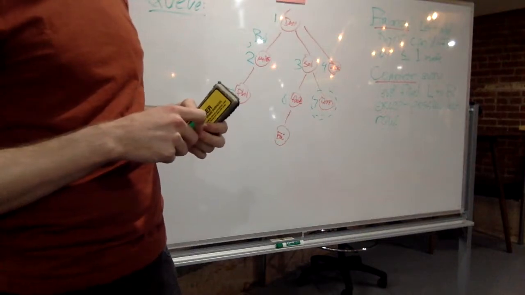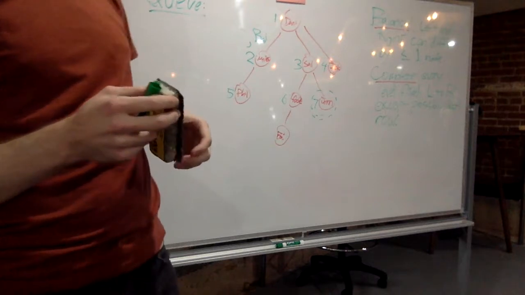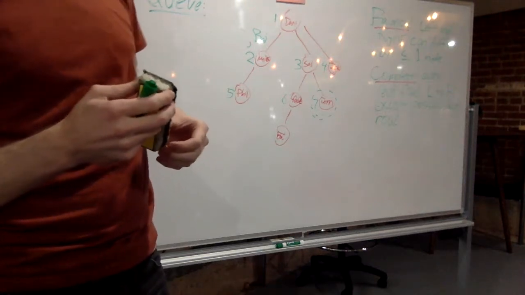What are each of these searches used for? Like, why do we need to know about depth-first or breadth-first? I so wish I had time to answer that.